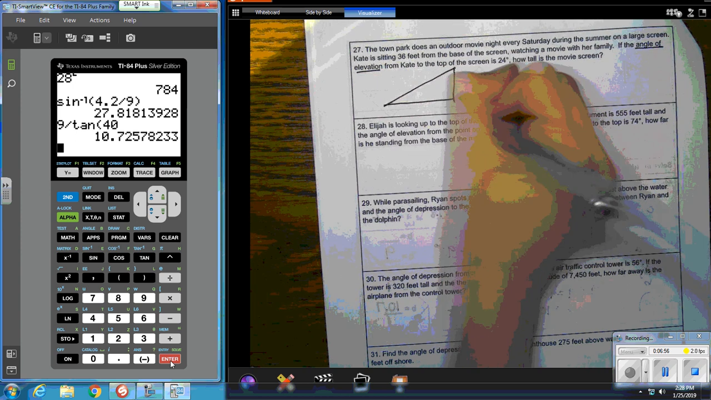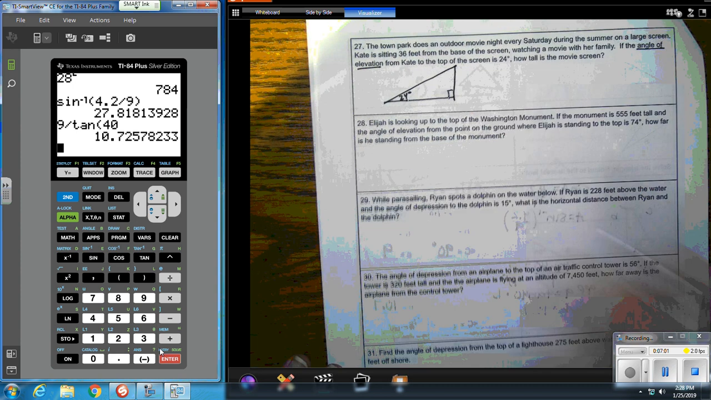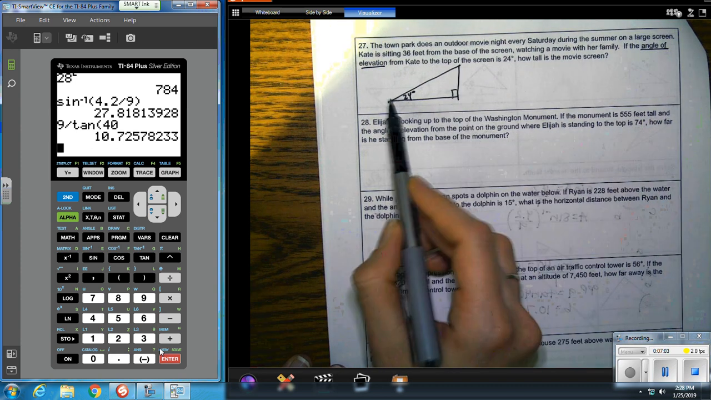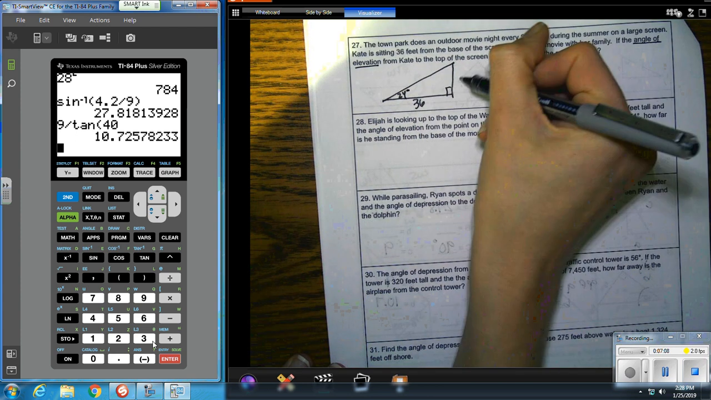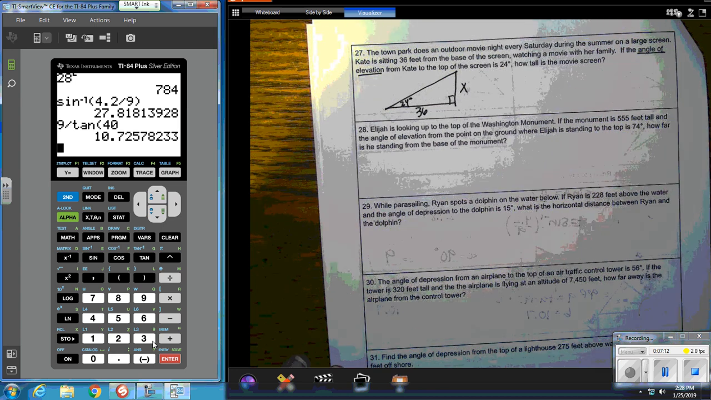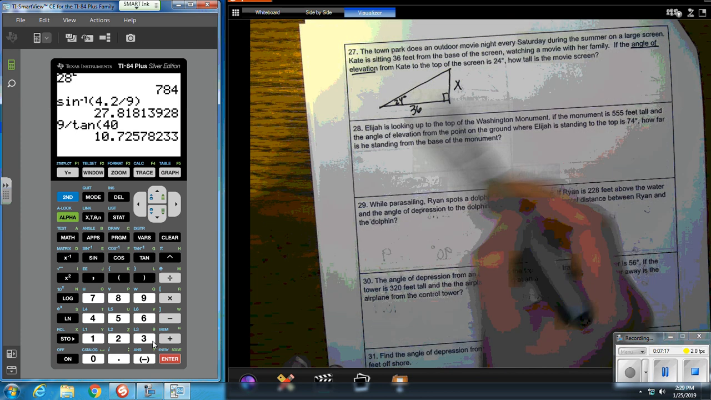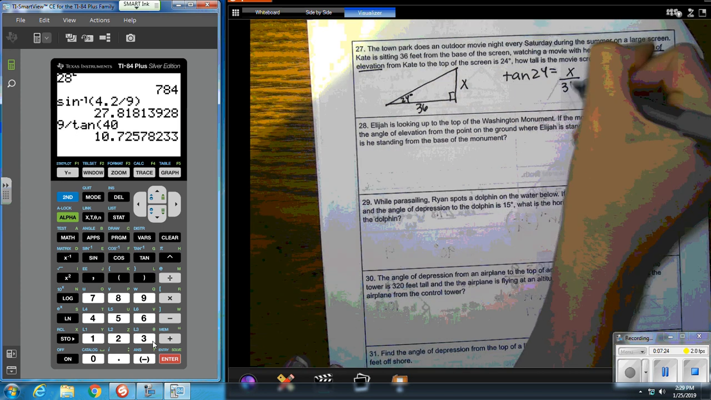Remember, angle of elevation means that you draw a horizontal line and you're looking up. So in this scenario, my 24 is right here. You know that she is 36 feet from the base of the screen, so this is her and this is my TV screen. This is 36. I want to know how tall it is, so there's my X. Give yourself as much context as you need so that you can set it up correctly. But then, based on my picture, I would do opposite over adjacent, so tangent to find that X. So for example, tangent of 24 equals opposite over adjacent, and you would solve that problem.